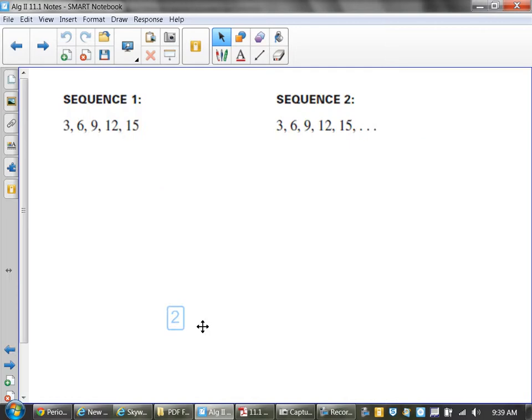Sequences and series. Here's what happens. You have two things here. Sequences, what we're going to look at, are basically a set of numbers with commas. One after another, one after another, one after another.